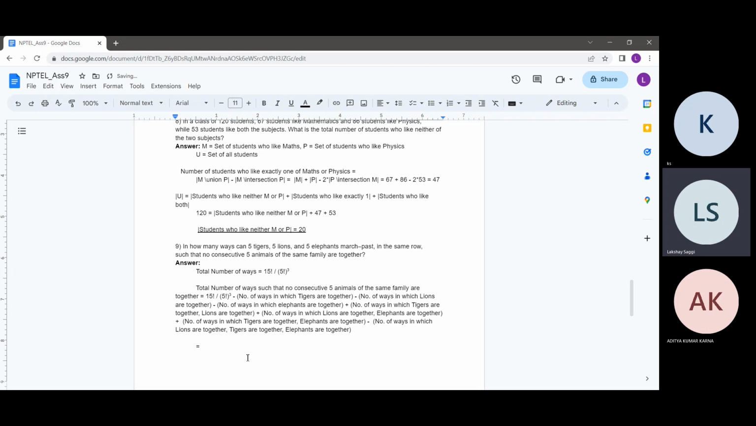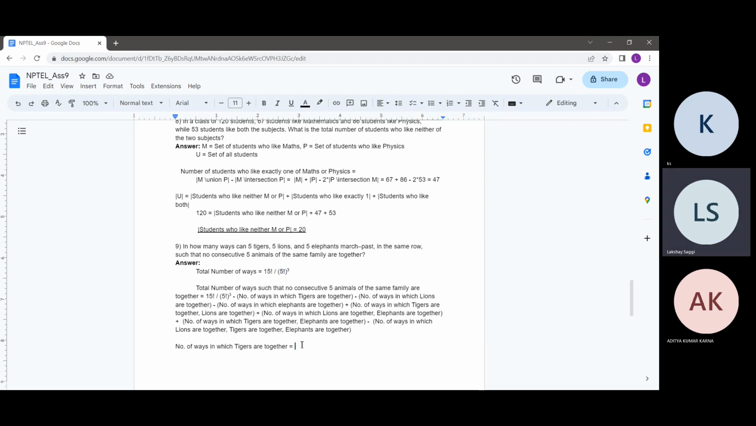So let's see the number of ways in which tigers are together. To calculate this, what we can think of is, suppose now the five tigers are together and the five lions and five elephants can be anywhere. If these five tigers are together, any permutation of these five tigers is not different, since these five tigers are identical objects, right? That's why we were dividing by 5 factorial in the first place.